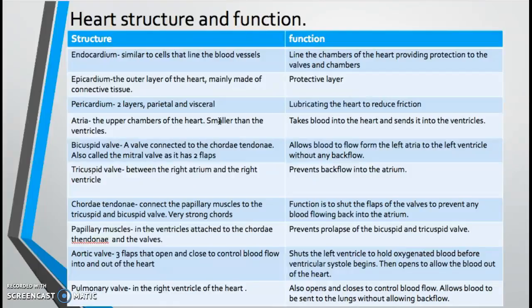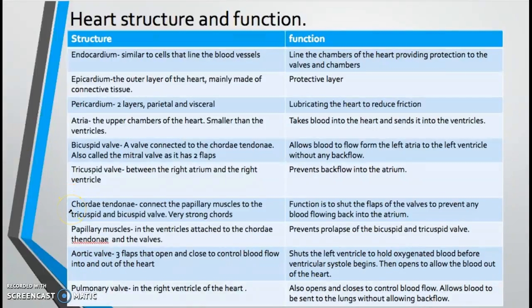The atria are the upper chambers of the heart, smaller than the ventricles. They take blood into the heart and send it into the ventricle, either by passively filling them or by the systole of the heart. The bicuspid valve is connected to the chordae tendineae, also called the mitral valve, as it has two flaps. It allows blood to flow from the left atrium to the left ventricle without any backflow. The tricuspid valve between the right atrium and right ventricle prevents backflow into the atrium.